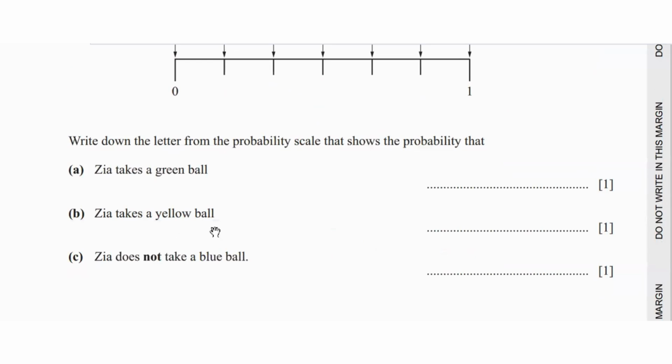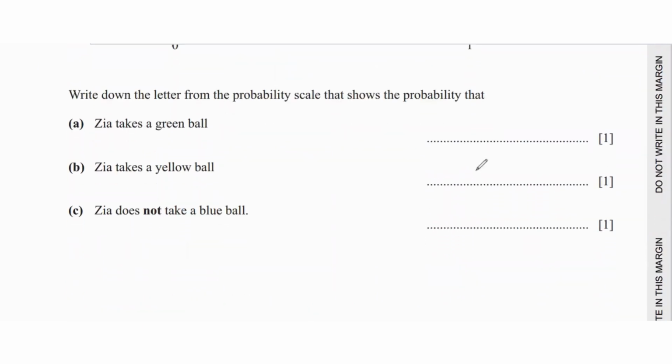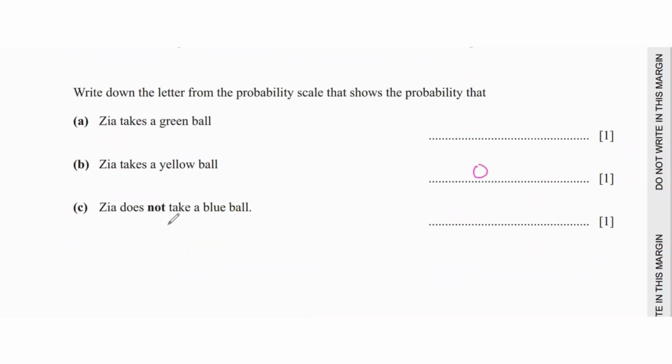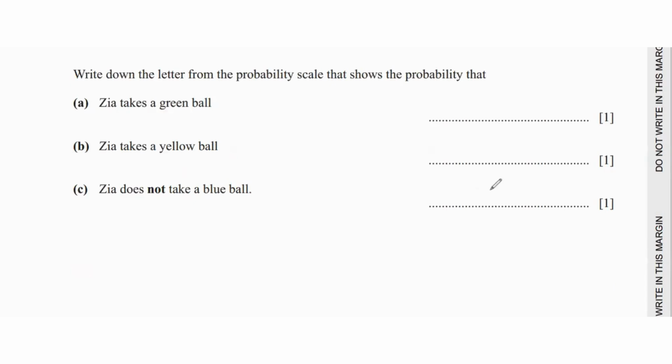Part B says Zaya takes a yellow ball. So now if you look at the balls, we have red, green, and blue. There is no yellow ball. So the probability is going to be 0. Then it says Zaya does not take a blue ball. So if he does not take a blue ball, he's either taking a red ball or a green ball. So for not a blue ball, that's 10 over 12, which simplifies to 5 over 6, which comes over here at F. So that's your answer for C.